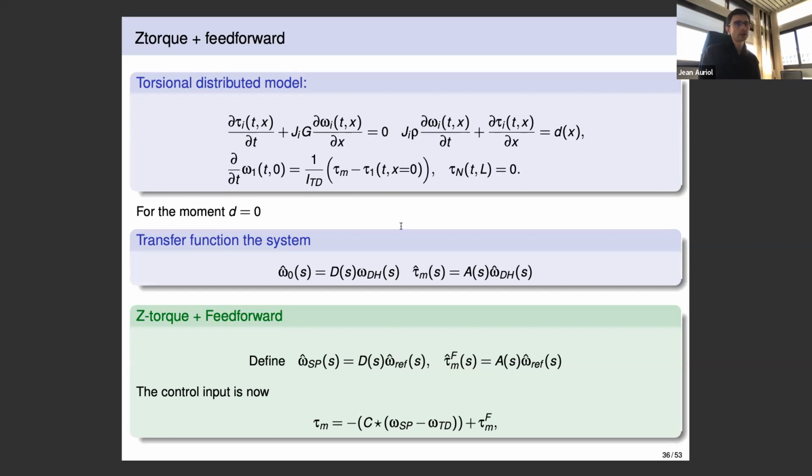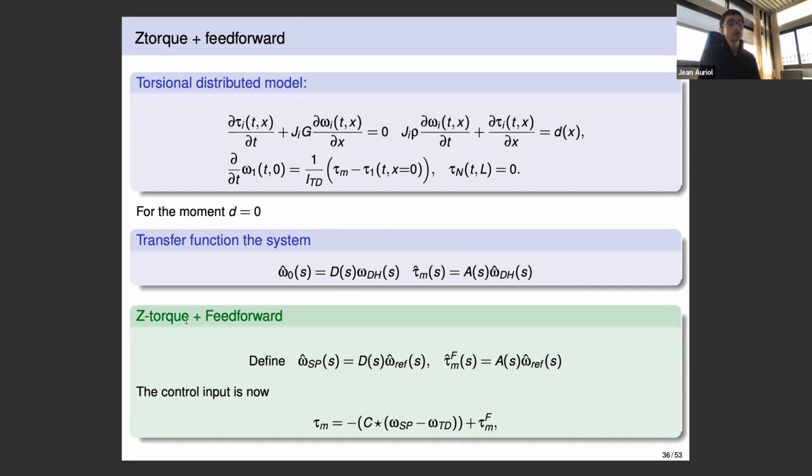From this equation, you can obtain the transfer function of the system. You can basically take the Laplace transform of this equation and do some algebraic computation to find the transfer function between the top drive velocity and the downhole velocity. And you have D of S, which is a transfer function that depends on the different physical parameters and on the delay, which is induced by the transport phenomenon. You can do the same to have the transfer function between the motor torque and the top drive angular velocity.